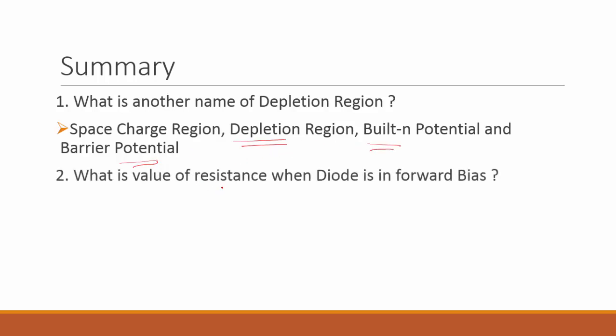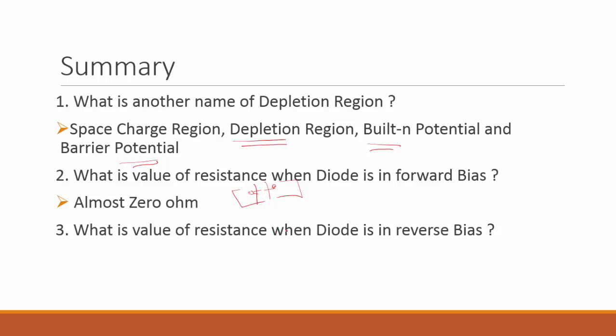What is the value of resistance when the diode is in forward bias? When the diode is in forward bias, the depletion region is very small in between the p-type and the n-type material. That means the electrons sitting in the n-type and the holes sitting in the p-type will easily cross over the junction. That means there is less resistance when the diode is in forward bias, so almost equal to 0 ohm.